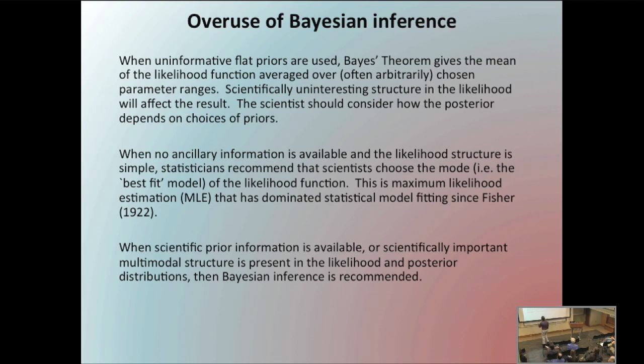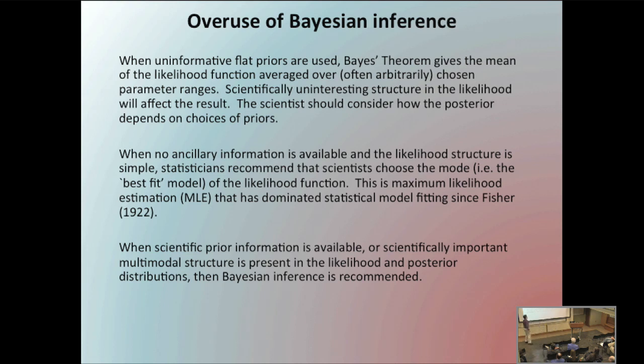Okay? So when you have no ancillary information other than the data that you're analyzing, and the likelihood structure is simple, most statisticians recommend to choose the mode. Okay? This was recommended by Fisher in 1922, and most scientists in most fields choose the mode, the best fit model. Okay? Is it the only thing to do? No. You can choose the mean. But be aware that it's not the same necessarily.